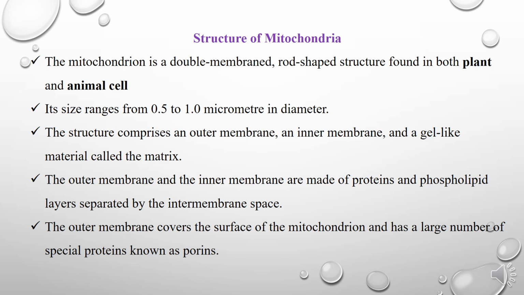And this slide is about the structure of mitochondria. So as I have already informed you in the previous slide, it is a double membrane structure with a rod shaped structure found in both plant and animal cells. Its size ranges from 0.5 to 1 micrometer in diameter. And the structure comprises an outer membrane, an inner membrane, and a gel-like material called the matrix. And the outer membrane and the inner membrane are made up of proteins and phospholipid layers separated by the intermembrane space. And the outer membrane covers the surface of the mitochondria and has a large number of special proteins known as porins.